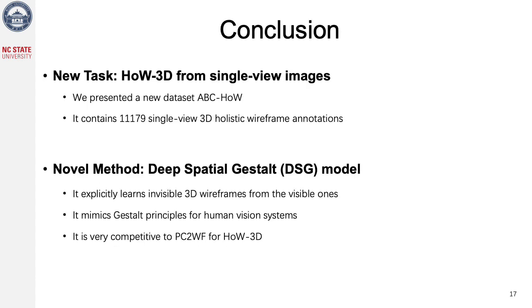In summary, this paper makes the first step of perceiving holistic 3D wireframes from single-view images by proposing an ABC-HoW dataset and a novel Deep Spatial Gestalt model. Our proposed DSG model takes an image as input to hierarchically learn the visible 2.5D wireframe, inferring the hidden 2.5D junctions from the visible geometry, detecting the hidden line segments, and finally resulting in a holistic 3D wireframe model.